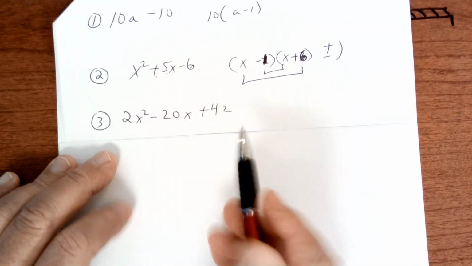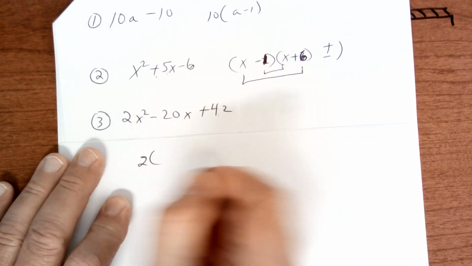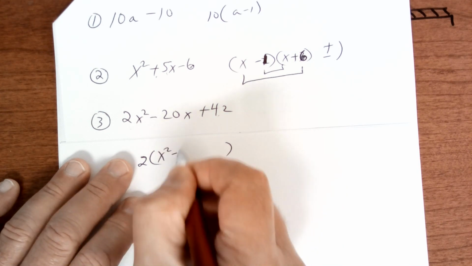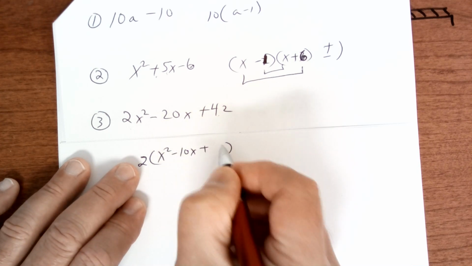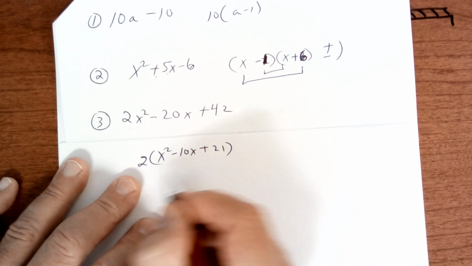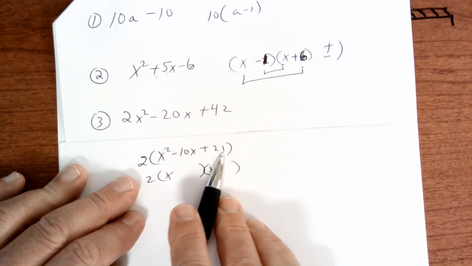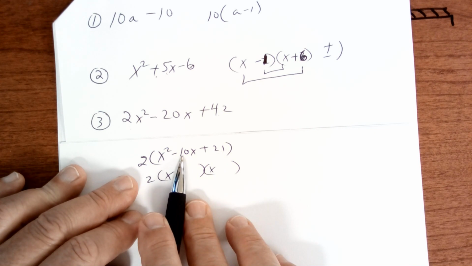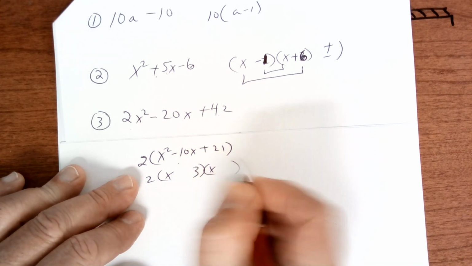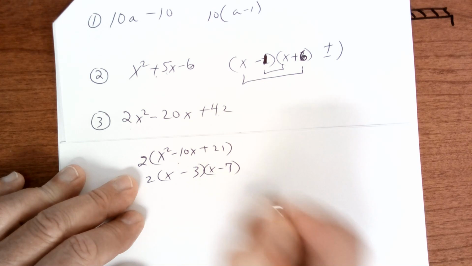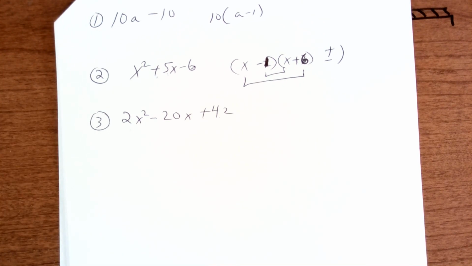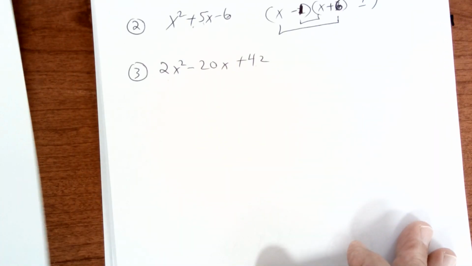This one right here you can factor out a 2, the greatest common factor. And that's going to be 21. And then this one right here is going to break down as 3 times 7 is 21, but adds to give you 10. So that's going to be 3 and 7. Okay? So on today's work, we're actually going to have a worksheet. So I want you to copy this one down.